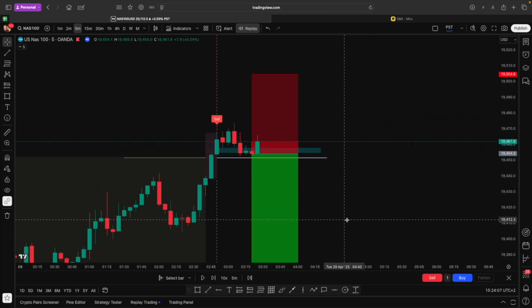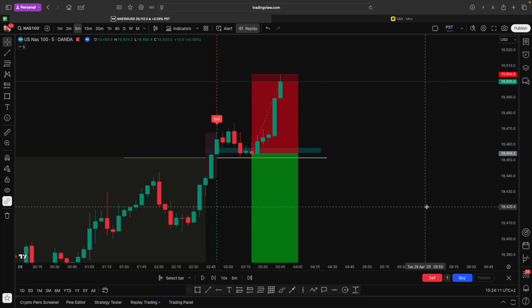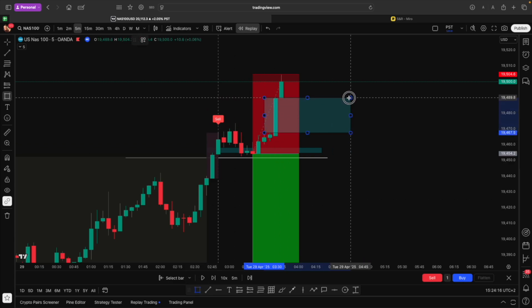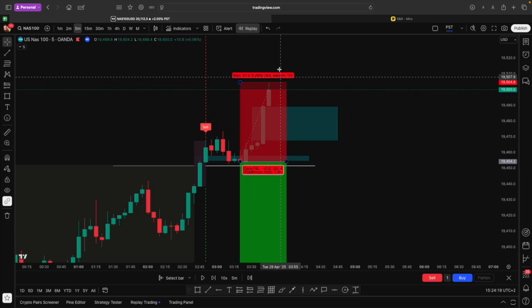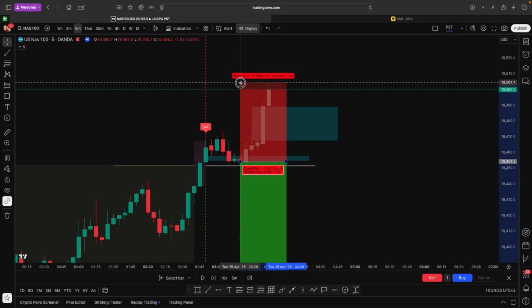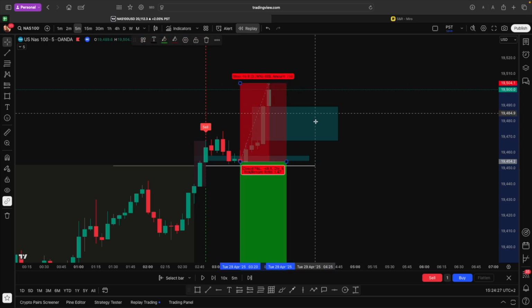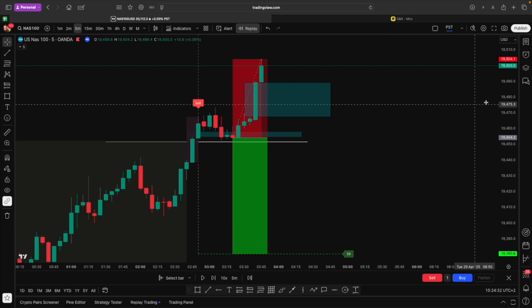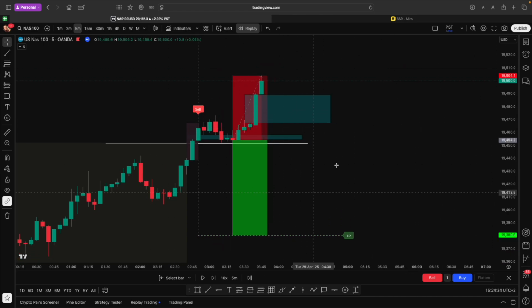So let's see what happens. There we created another fair value gap. As you can see here, you will probably get stopped out, 500 pips. There we go. So it's one losing trade. That's a losing trade. So now we can wait for price to close below this fair value gap right over here to make it an inverse fair value gap.